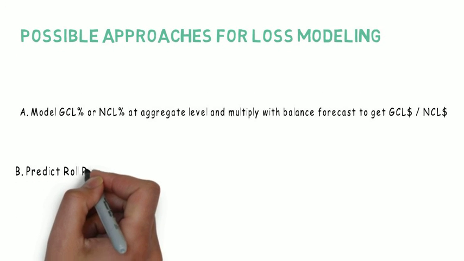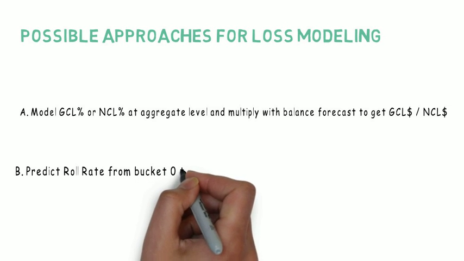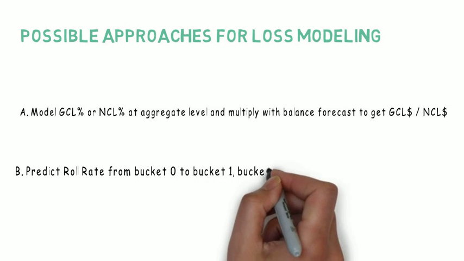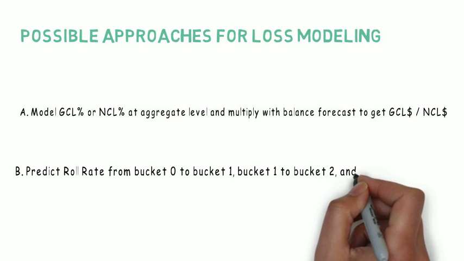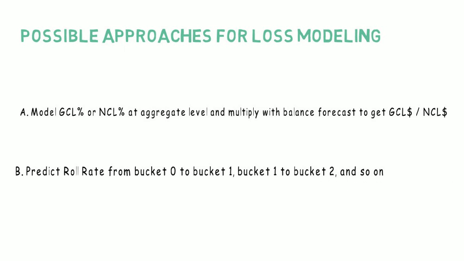Another commonly used technique is to predict roll rates for different buckets. For example, bucket 0 to bucket 1, bucket 1 to bucket 2, bucket 2 to bucket 3, and so on, using historically available data. Once we know the expected roll rates in future, the charge-off balance can be obtained by multiplying the balance forecast with respective roll rates. For example, the charge-off balance in the next month can be obtained by multiplying the current bucket 6 balance with the bucket 6 to charge-off roll rate for next month.